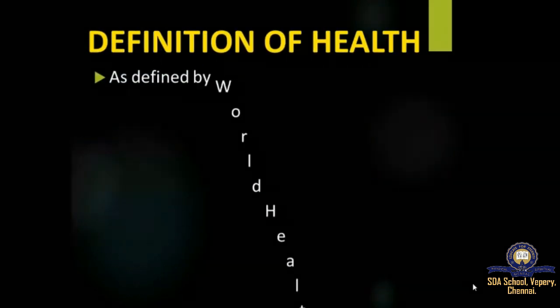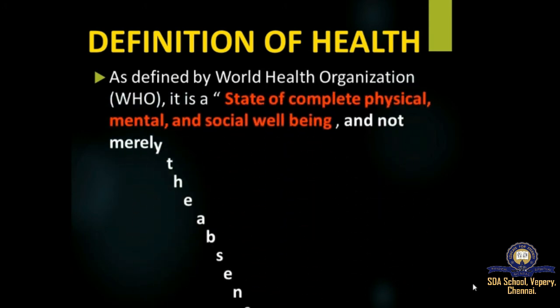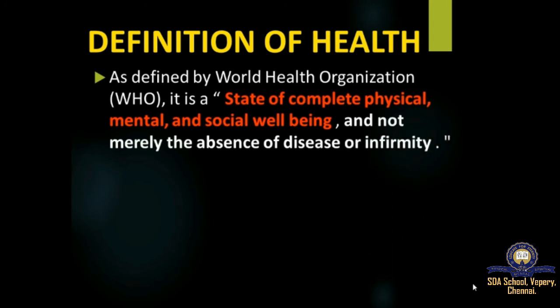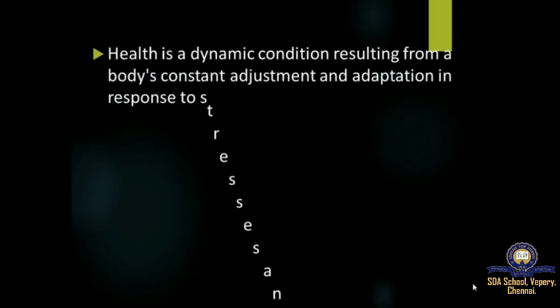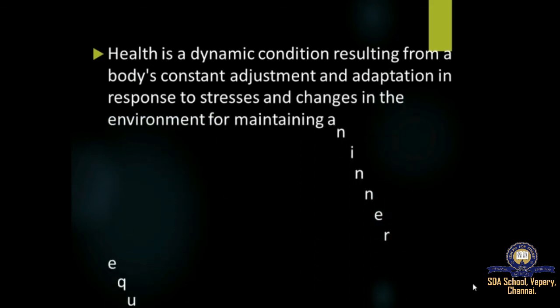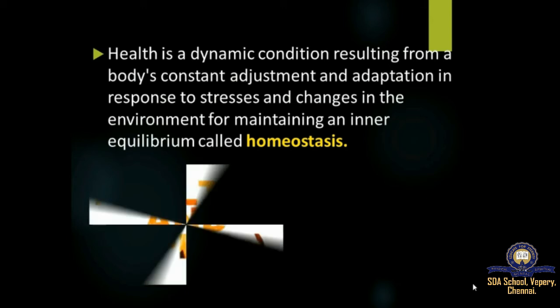And next we moved on to the definition of health. According to the World Health Organization, health is defined as the state of complete physical, mental, and social well-being, and it is not merely the absence of disease or infirmity. Health is a dynamic condition resulting from the body's constant adjustment and adaptation in response to stresses and changes in the environment for maintaining an inner equilibrium. And this we call homeostasis.